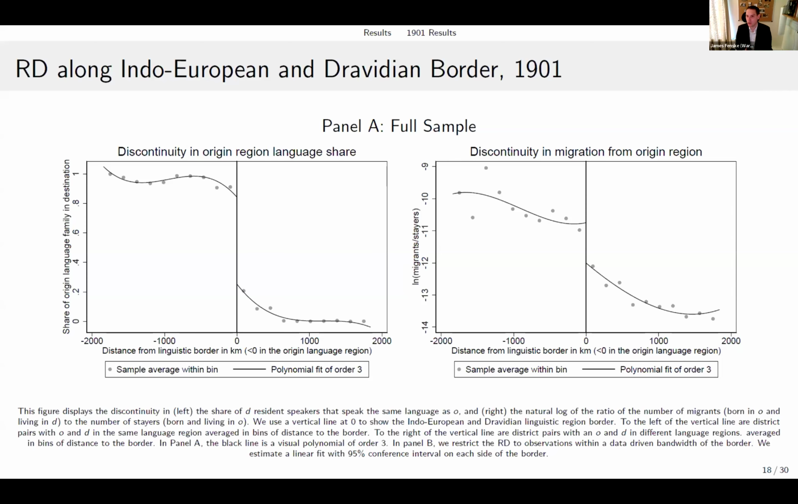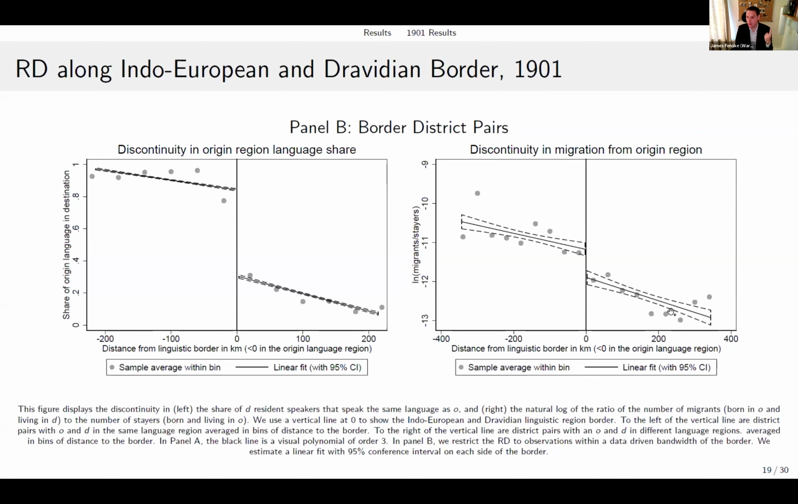What does that look like in terms of migration? Well, the further you get from a district and the more you go towards the boundary, sure, migration from origin to destination falls. However, once you cross the boundary into the other language zone, you can see a discontinuity in the outmigration rate, after which it continues to fall with further distance. Now, that's not our baseline RDD specification. This is our baseline RDD specification.